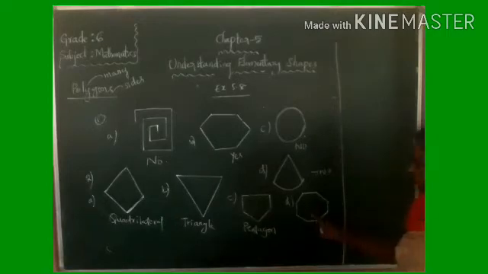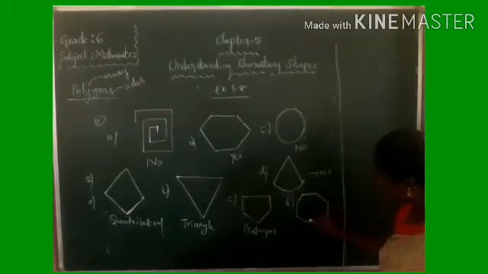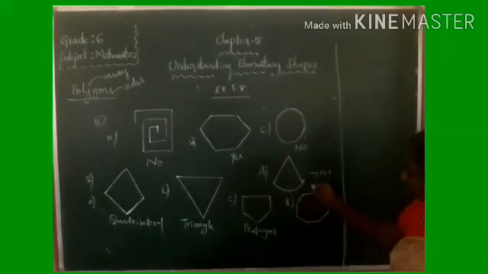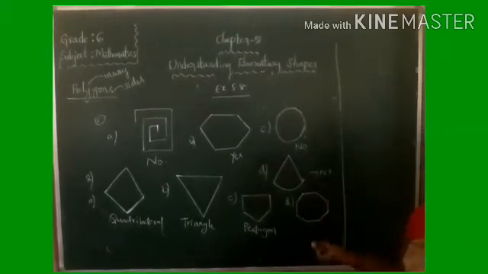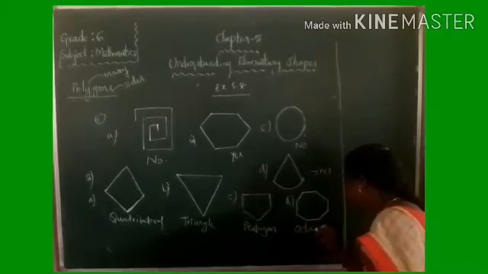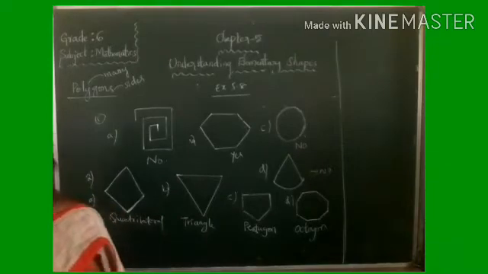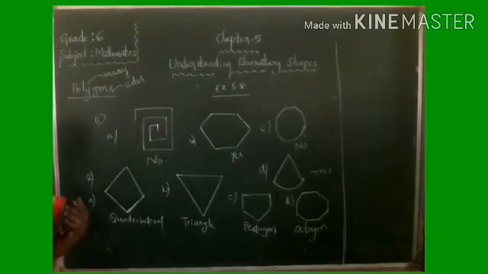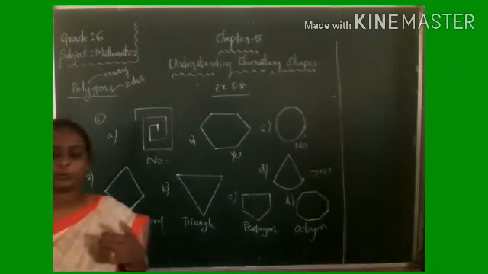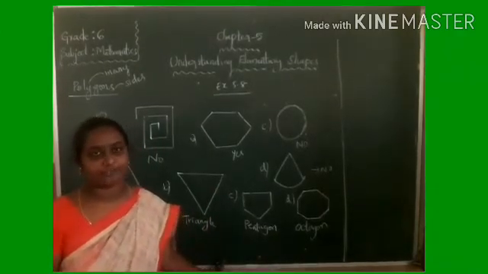Okay children, observe this figure. So it is made up of line segments. Okay, count here. 1, 2, 3, 4, 5, 6, 7, 8. So the figure contains 8 sides. An 8 sides polygon is an octagon. Very good children. So next, if you want, you can take 2 more examples of each of these following. Okay, you have to do it yourself.